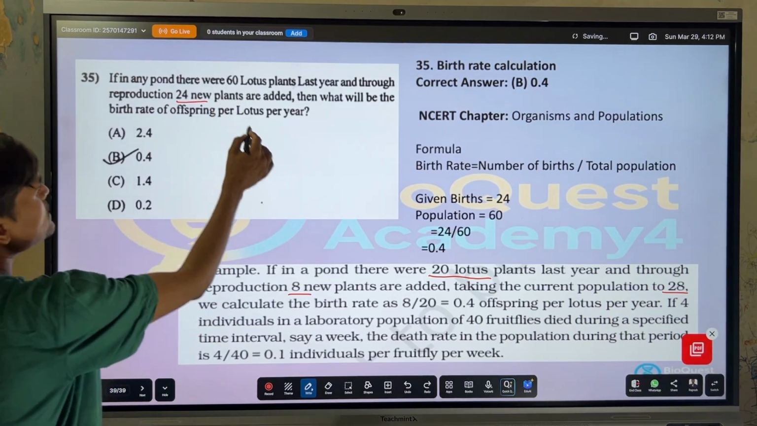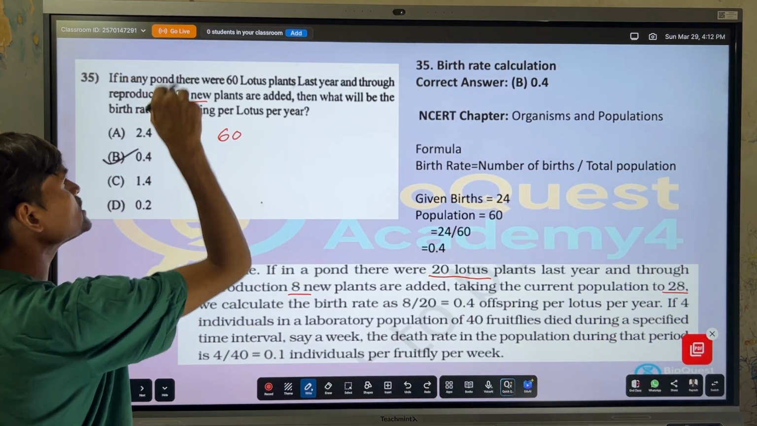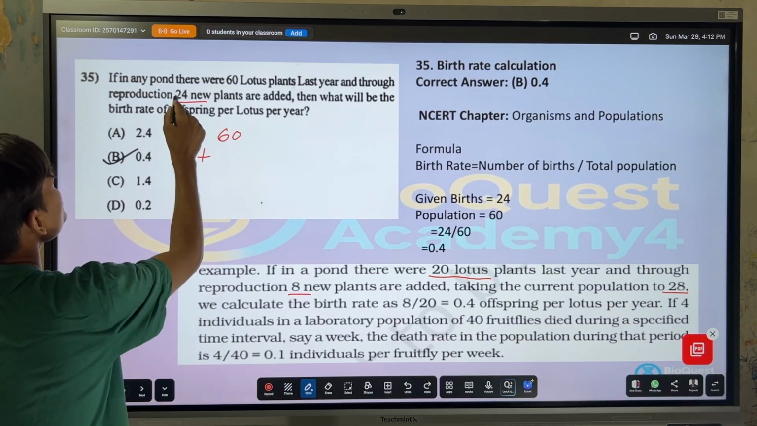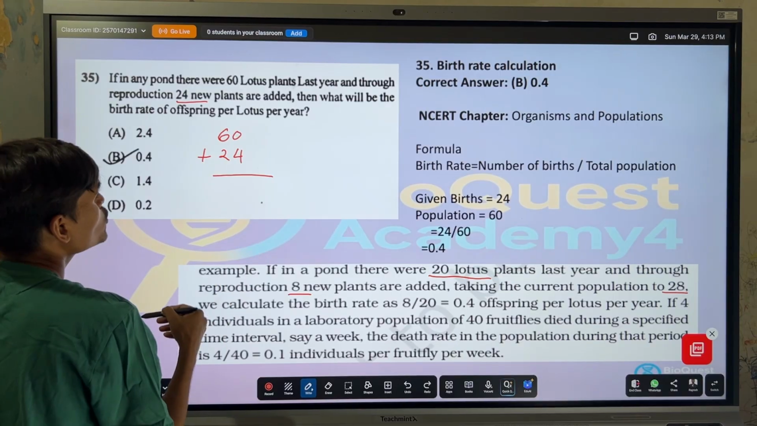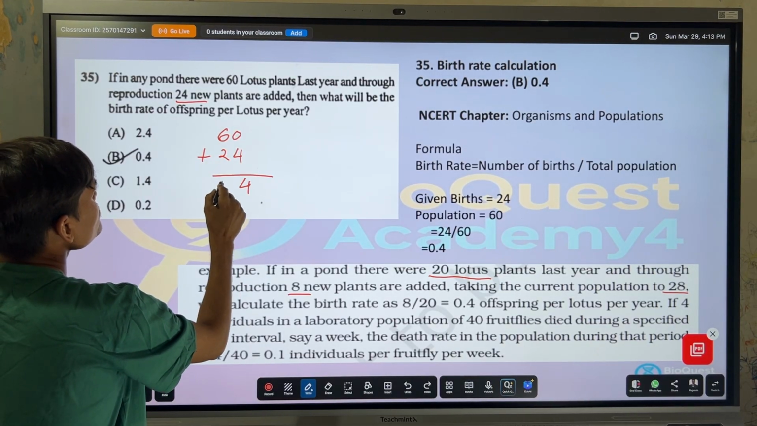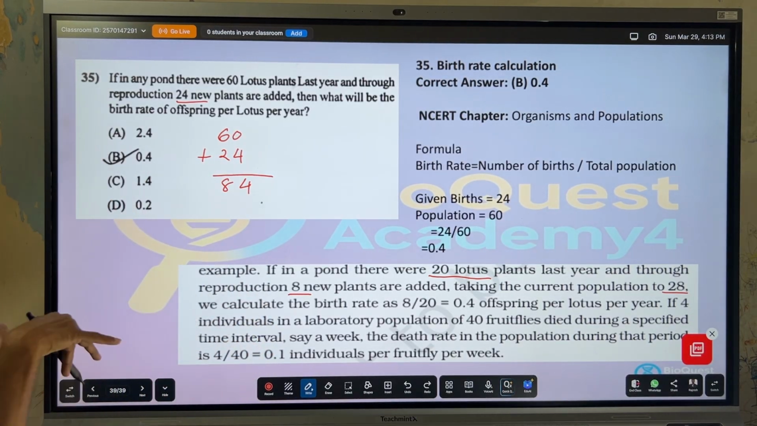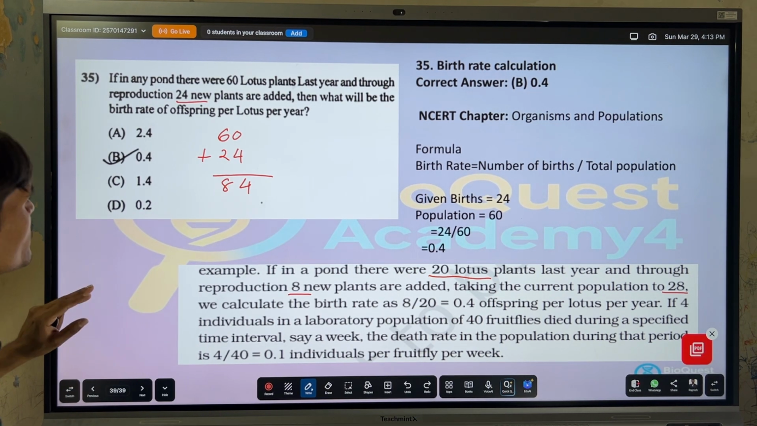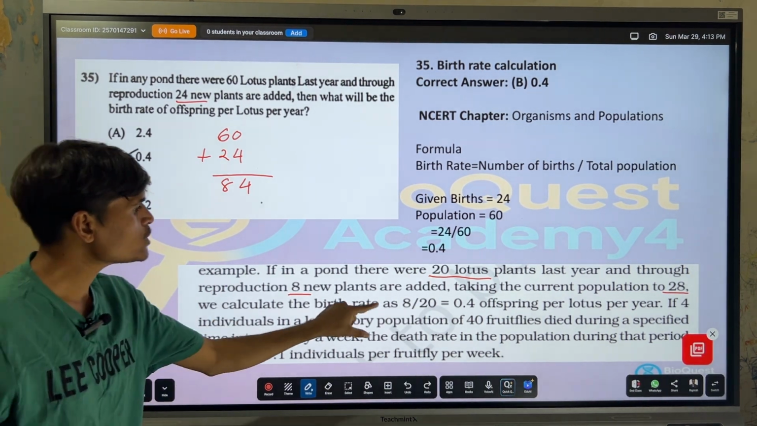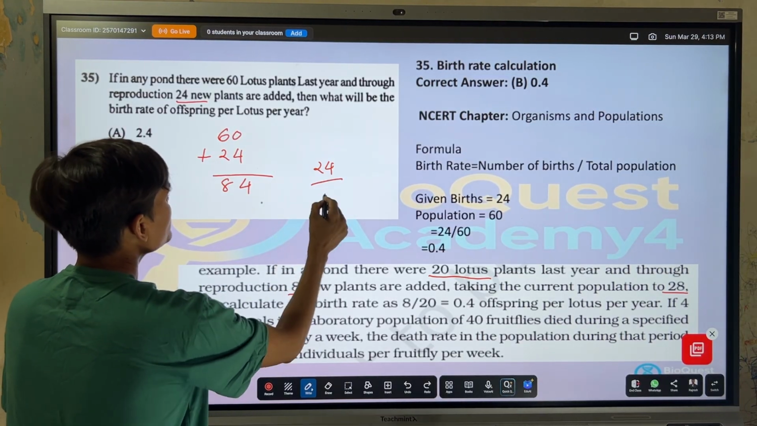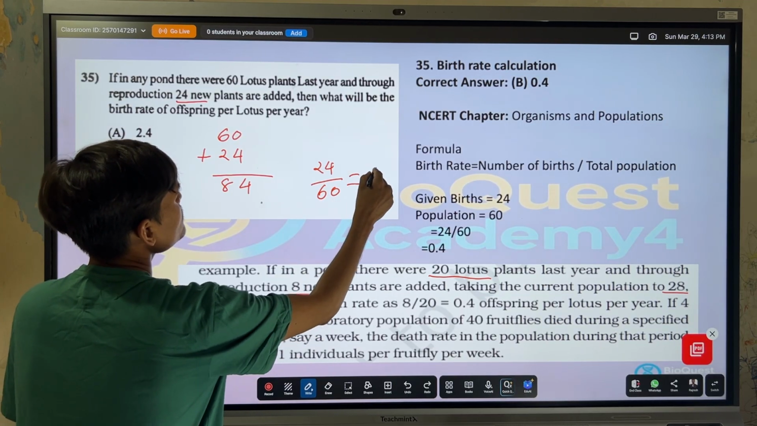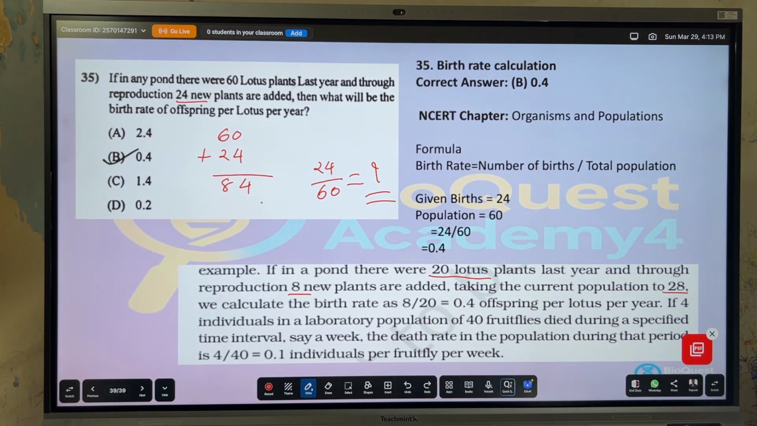So that is how. What is given? 60 last year, plus how many added? 24 new plants added, so the total is 84 this year. But according to this, what we can do is 24 divided by 60. So this will be your answer. Okay, so do your math.